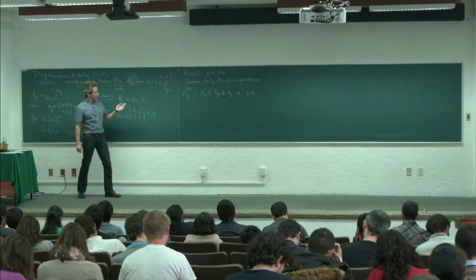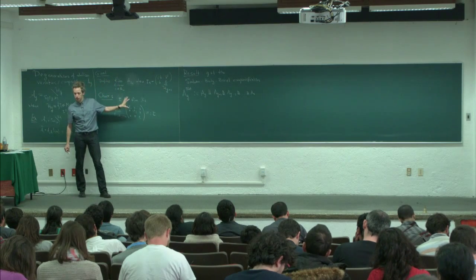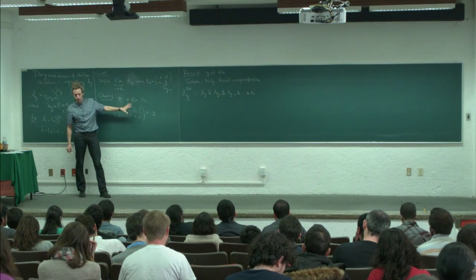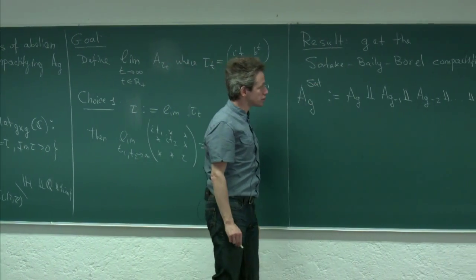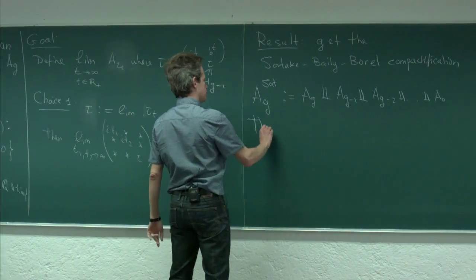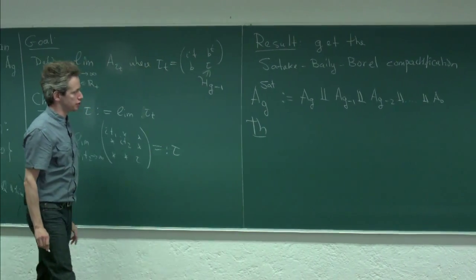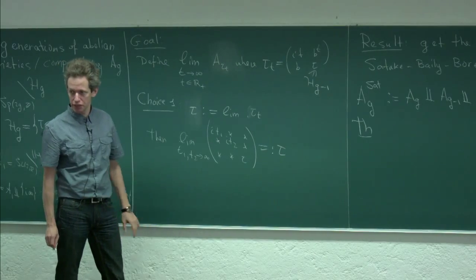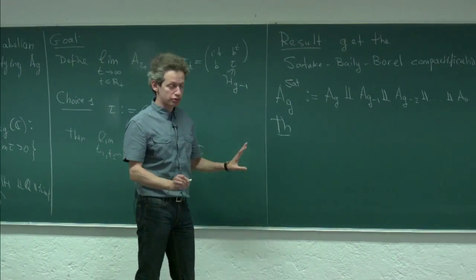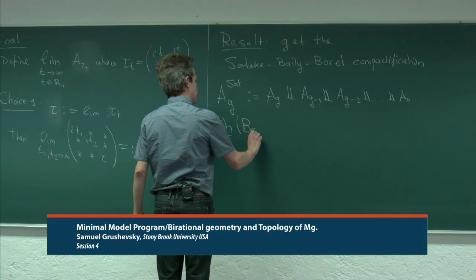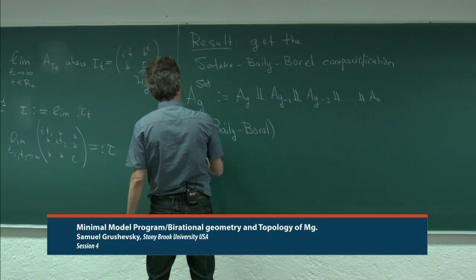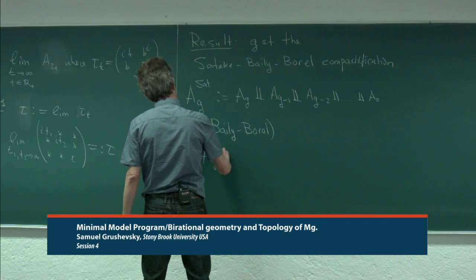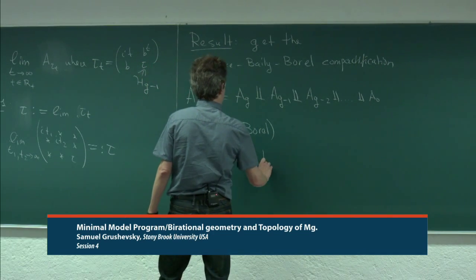If you want to know that it has any kind of reasonable scheme structure, you need an argument that tells you can glue these things together. And this is why it's called a Satake compactification. Satake has proven this. And the reason it's called Satake-Baily-Borel compactification is that in much more generality, for general locally symmetric domains, not just this type, I don't want to say what this means, there is a theorem of Baily and Borel which says A_G Satake is a projective variety.